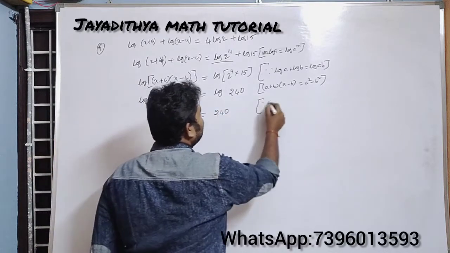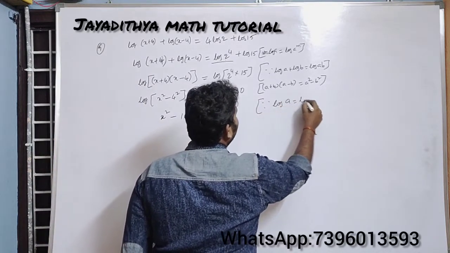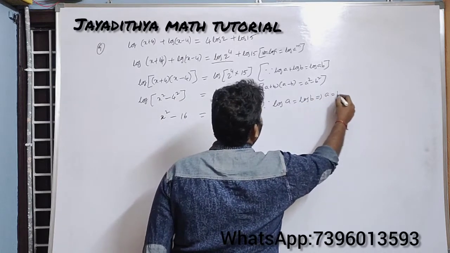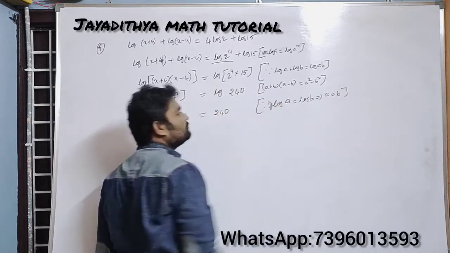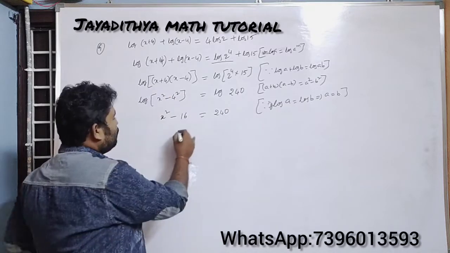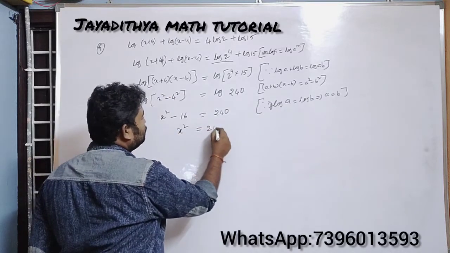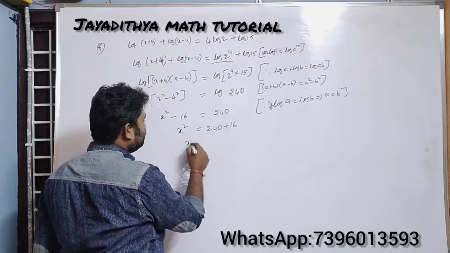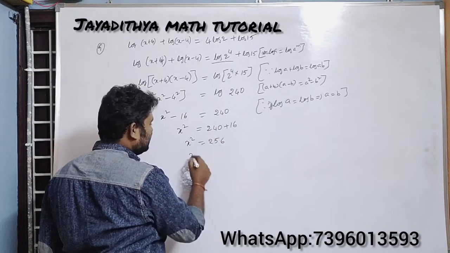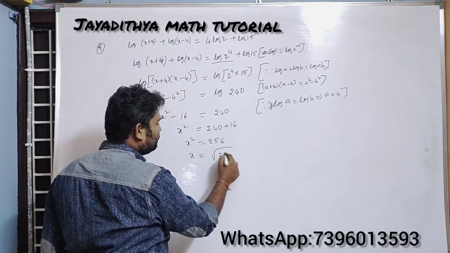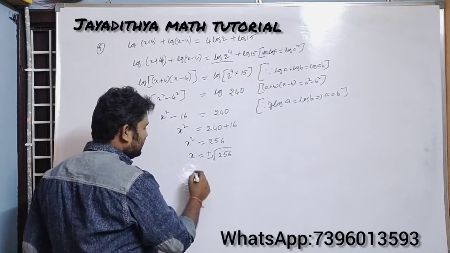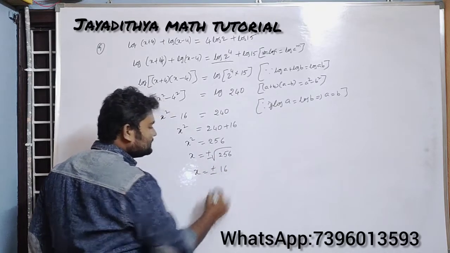So what is the reason you can write here, since log a is equals to log b, this implies a is equals to b. If log a is equals to log b, that implies a is equals to b. So what happens to x square now? X square will be 240 plus 16. So x square is equals to 256. X is equals to root over 256, that is plus or minus you should take here. So x must be equals to plus or minus 16.